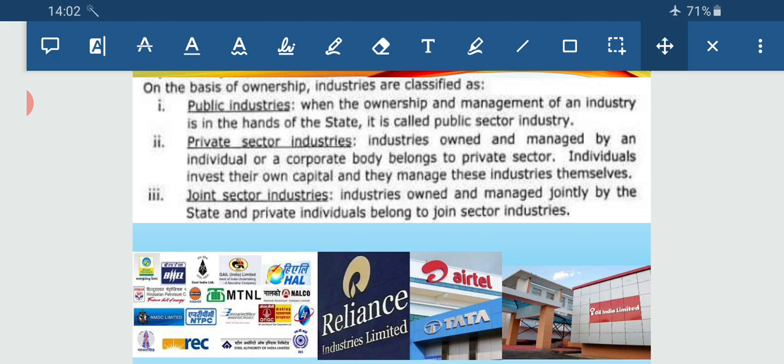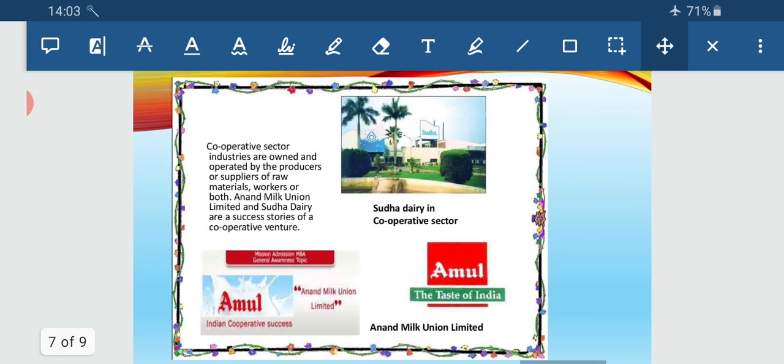Now, the best example of the joint sector is Oil India Limited. Earlier it was under the public sector, but when it started running in loss, the private sector merged with the public to lift Oil India. So now it is a joint sector. The best example of the cooperative sector is Amul India. So here we completed the classification of industry on the basis of ownership.